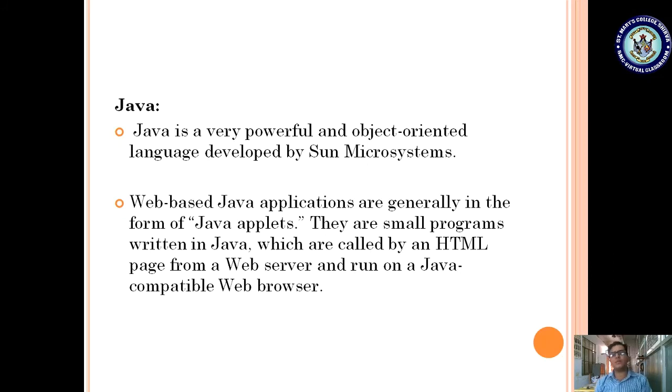Java is a very powerful and object-oriented language developed by Sun Microsystems. Today we are using smartphones. These smartphones run the Android operating system. Android is purely written in Java and Kotlin. So that is why Java is called a powerful and object-oriented language. It was developed by Sun Microsystems.